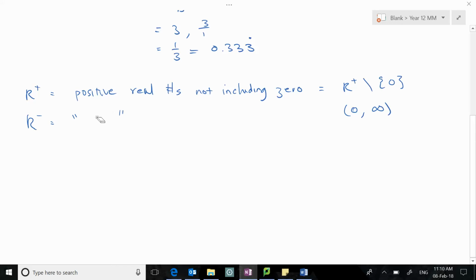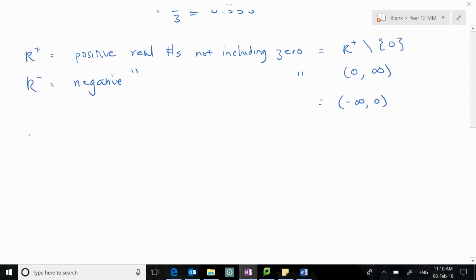Actually, I shouldn't do that. It should be like this: negative, and then same thing, not including 0. In that case, your interval notation would be negative infinity to 0. Does that make sense so far? Yeah? Okay, so you had your set notations. We also learned a couple other symbols. We learned this, we learned this.